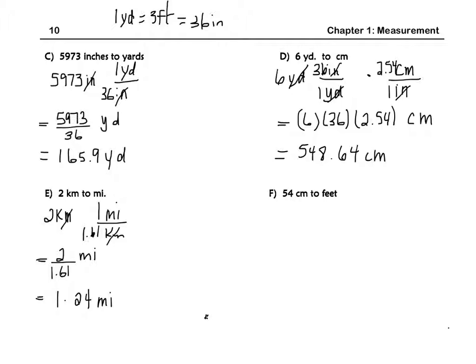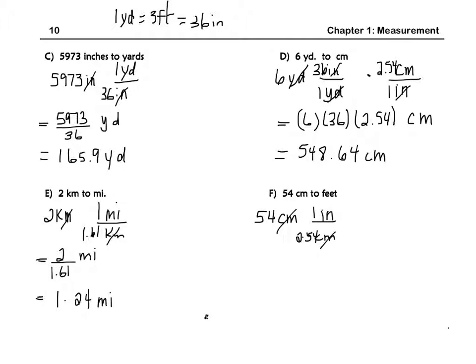54 centimeters to feet. So again, we don't have centimeters to feet, we have centimeters to inches, so you might want to change the centimeters to inches first. So that would be centimeters down here, inches up here, and we know that 1 inch is 2.54 centimeters.